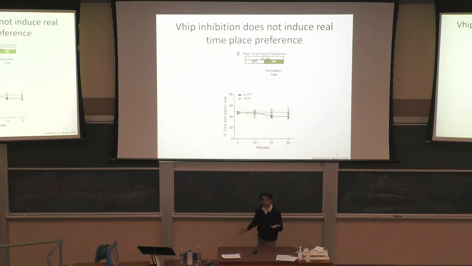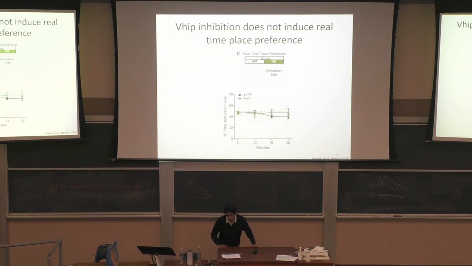Or conversely, if something nice happened, like they stimulate some pleasure nucleus in the brain, or they infuse cocaine in me or something like this, whenever I go here, then I'll be like, oh, cocaine is so good, I'll stay more time here. So it's basically a way to see if the manipulation is liked or disliked by the mouse.